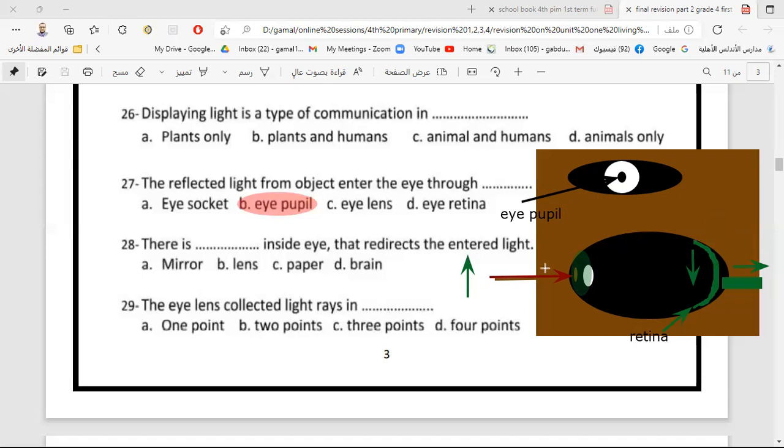Okay, and the eye is found inside a hole in your skull. This hole is called the eye socket. The eyeball is found in the hole in your skull, in your head. This hole is called the eye socket. Okay, my son? Now we know what the structure of the eye is and what the important parts of the eye are.